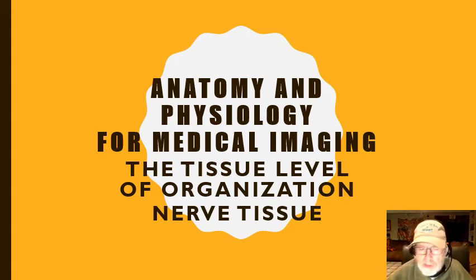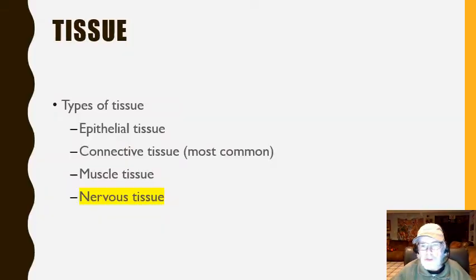Welcome back. In this video, we want to talk about a fourth type of tissue, and that being nerve tissue. Previously, we talked in another video about epithelial tissues. Epithelial tissues are coverings or linings where we have a lot of cells that are very tightly packed to create this covering or lining. We talked about connective tissue and the different forms of connective tissue.